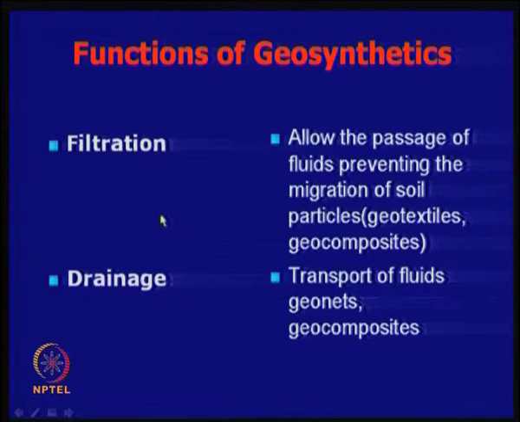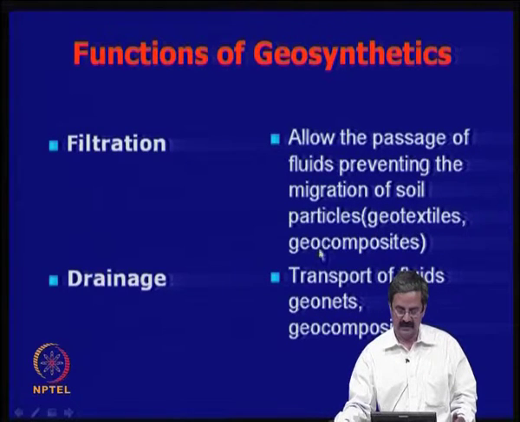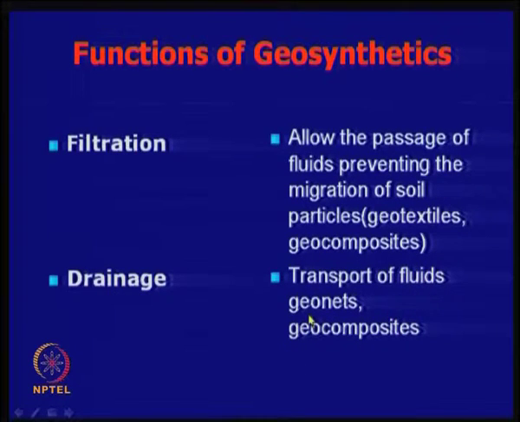Then functions, we have seen that a couple of functions are there. For example, filtration only allows the passage of fluids, preventing the migration of soil particles. So, you have geotextiles and geocomposites here. Then drainage, the transport of fluids, like, for example, this is a geonet composite.